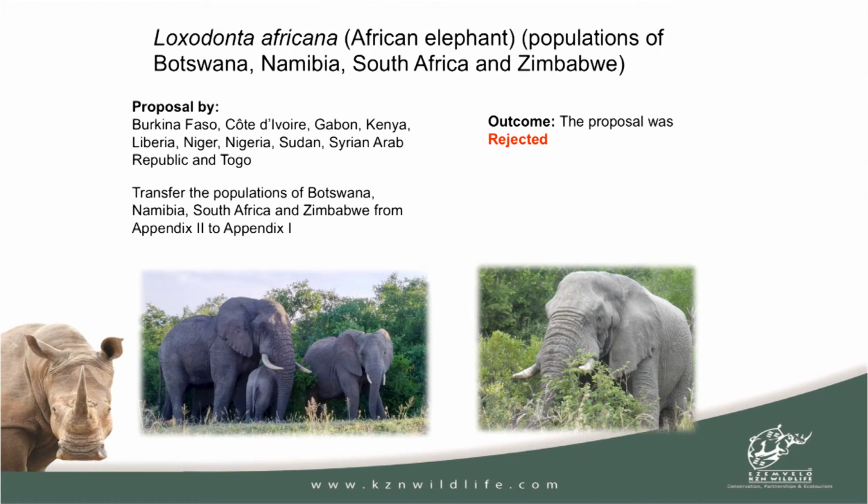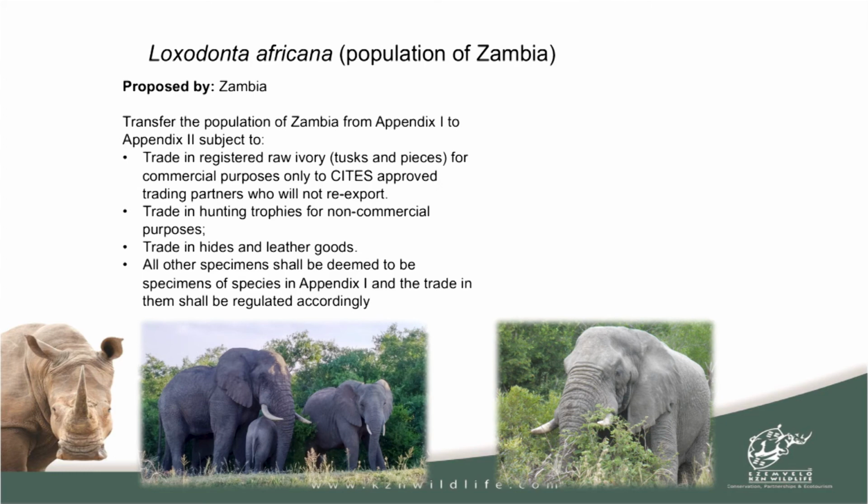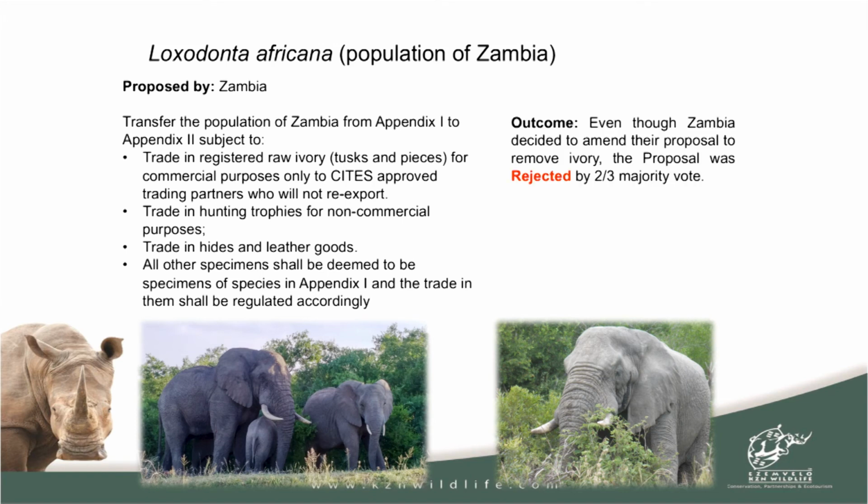Okay, the next one was by Zambia, and they put in a proposal to move their elephant from Appendix 1 to Appendix 2, to trade in registered raw ivory, trade in hunting trophies, trade in hides, leather goods and so on. And again, even though Zambia decided to amend their proposal to remove ivory from the proposal, it was eventually rejected by vote again. So nothing changed there.